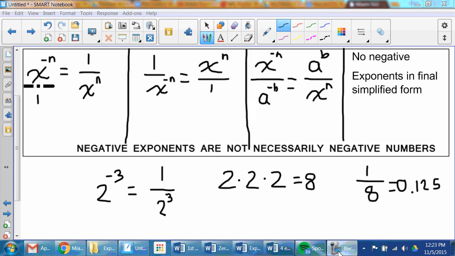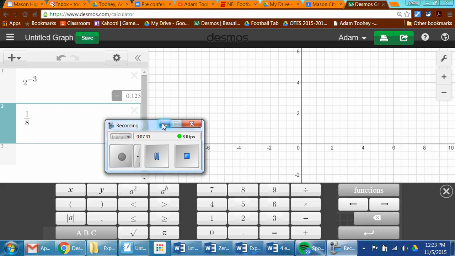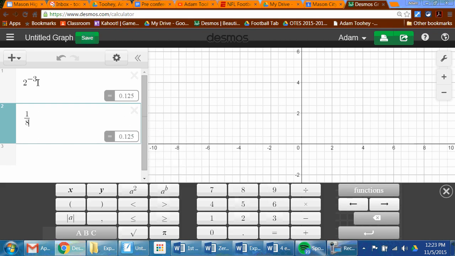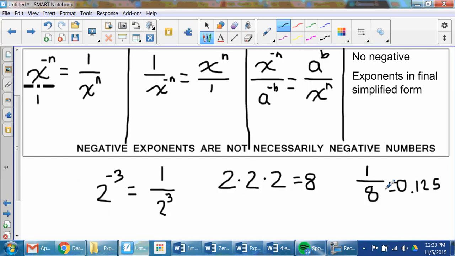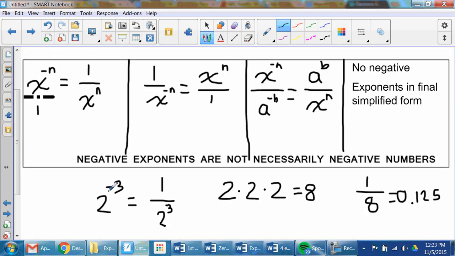Here I've got 2 to the negative third power and 1 to the 8th, or 1 divided by 8. I still get the same value for each of those. It's important that we understand that these negative exponents aren't negative numbers.